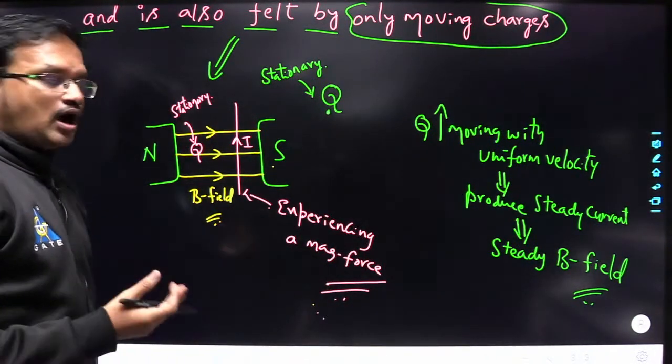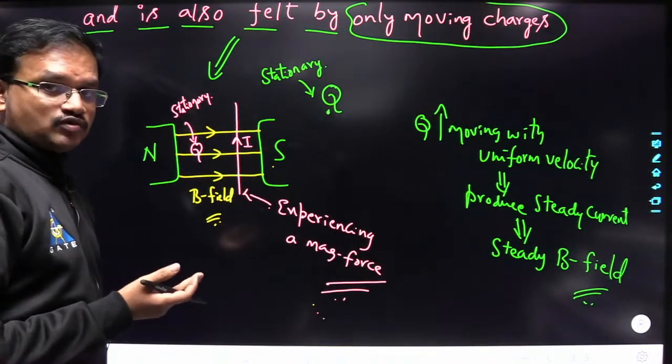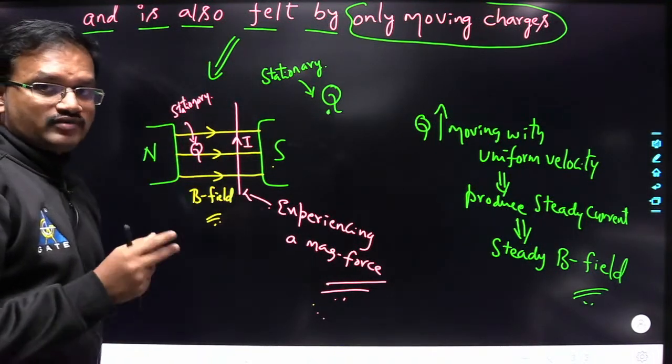So what have you understood by this? A current carrying wire experiencing a magnetic force means what? Inside the current carrying wire, the charge carriers are moving with uniform velocity. Yes or no?